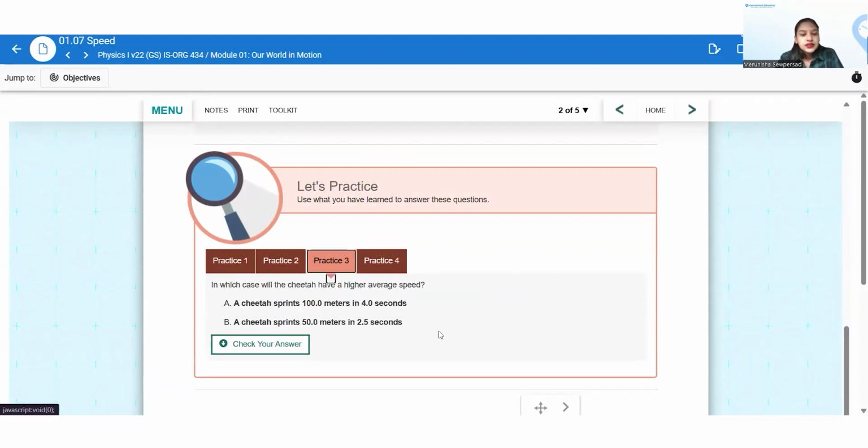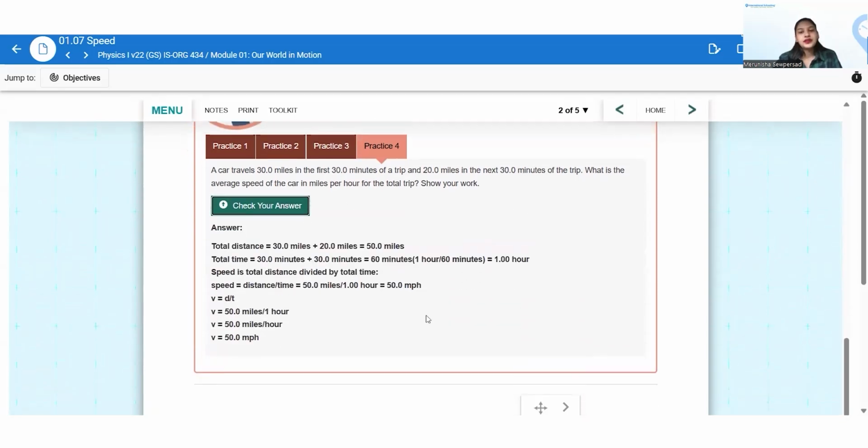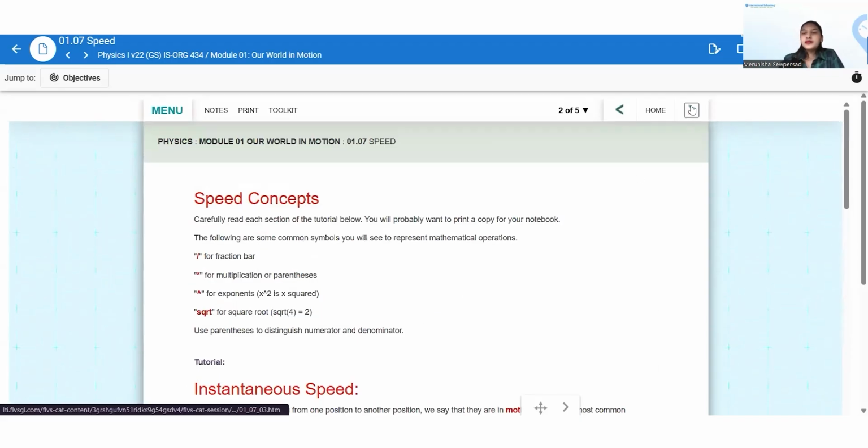Okay. This third question: which is faster, 100 meters in 4 seconds or 50 meters in 2.5 seconds? Immediately, I want to halve that. So 50 meters in 2.5 seconds is faster, so cheetah A. Again, feel free to pause and try to solve it on your own and then continue watching. Okay, like this. Right. Perfect.